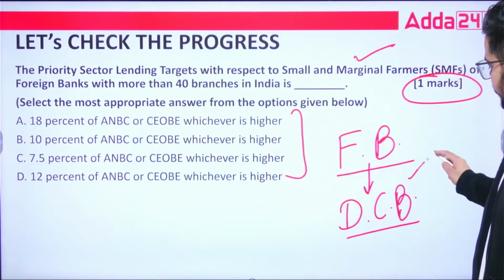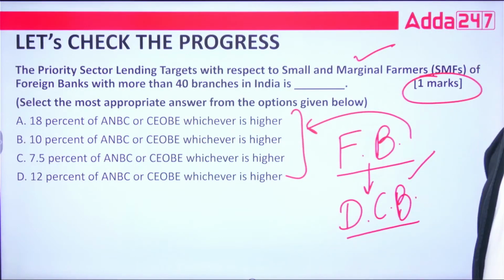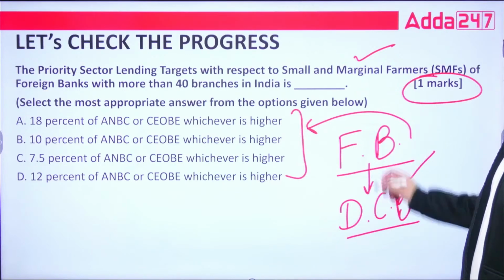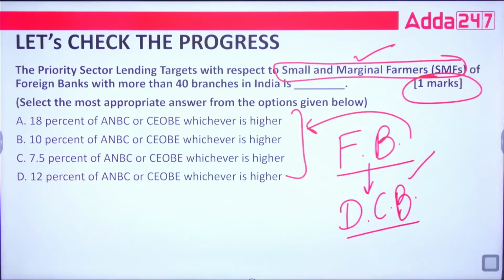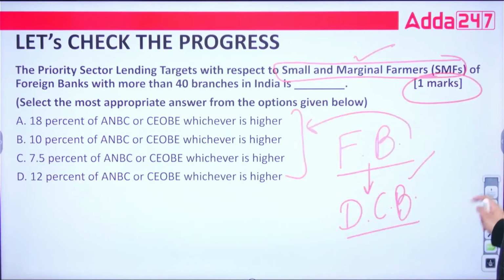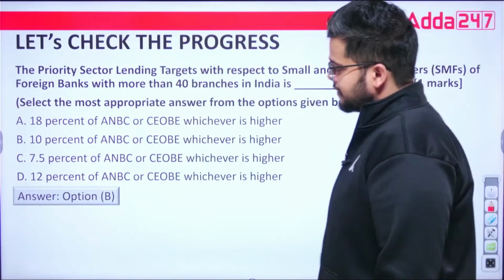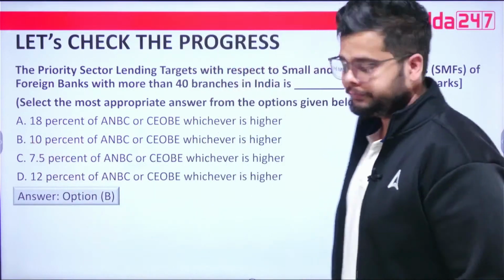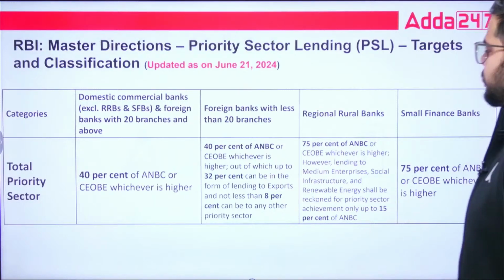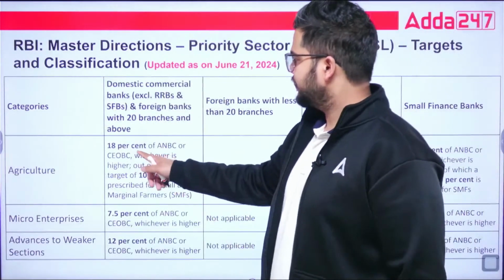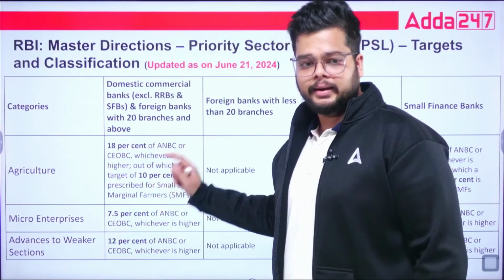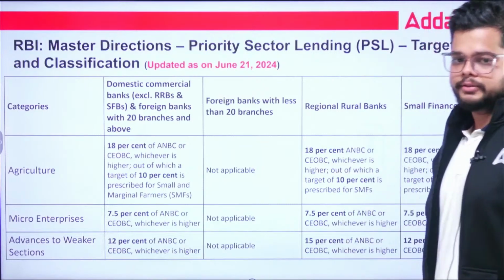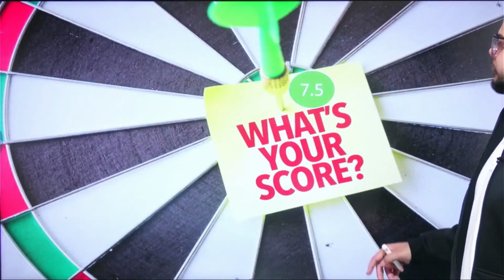Okay, you have deciphered this. Now you have to answer here. A very, very important question, I would say. Normally we ignore this particular limit, but the examiner can test us based on this limit. Option B is the right answer, that is 10%. Here you can see 18% of ANBC or CEOBE, out of which a target of 10% is prescribed for SMF, small and marginal farmers.